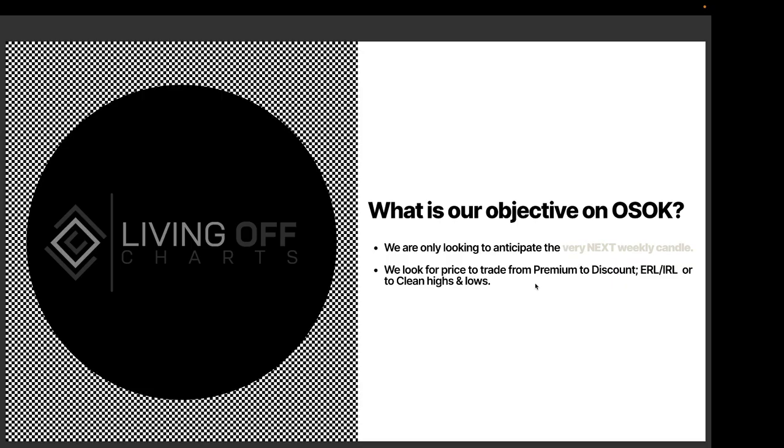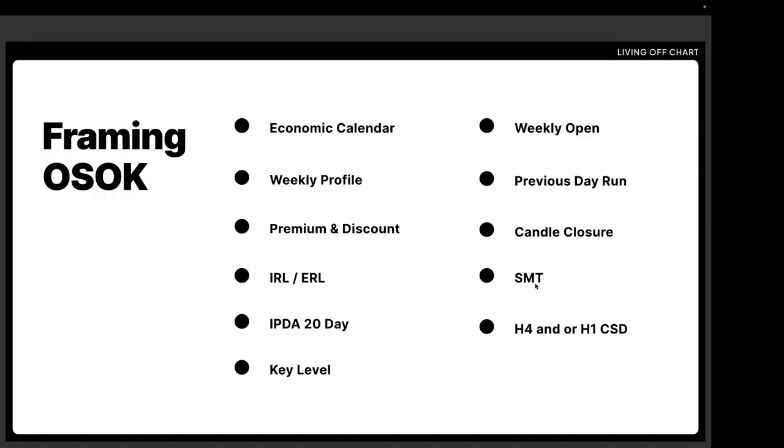We're going to be looking for price to trade from a premium to discount, or discount to premium if you're bullish, from external to internal, internal to external, or to trade to clean highs and lows in the form of equal lows or relative equal lows or highs. So now how do we frame the one shot, one kill? As you can see on your screen here, this is how we're going to frame it.